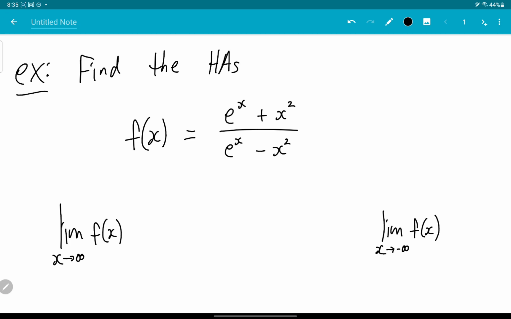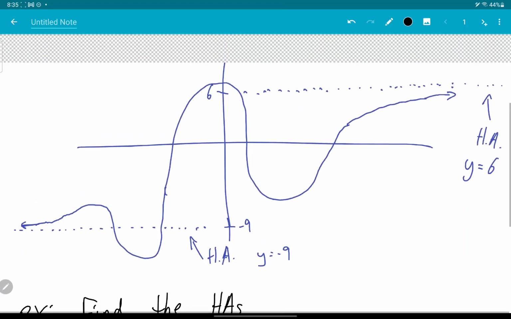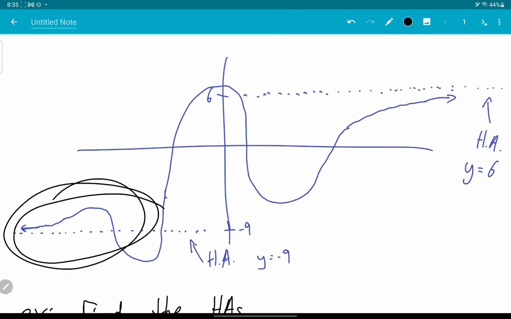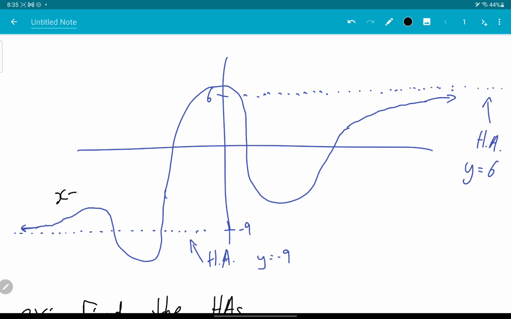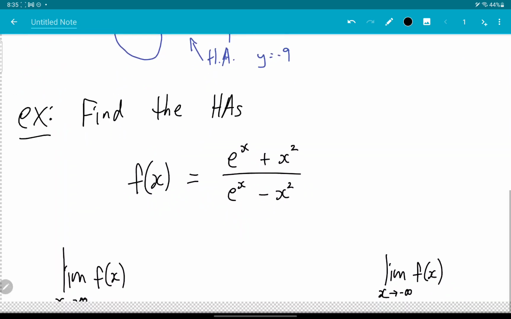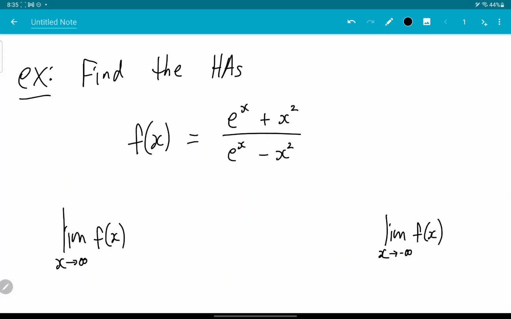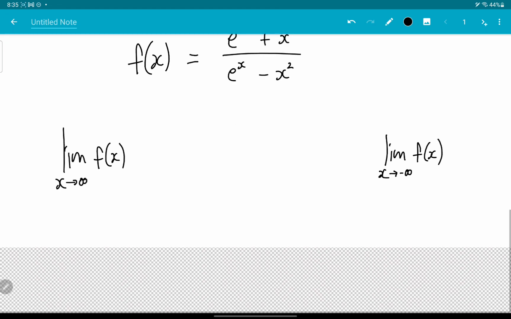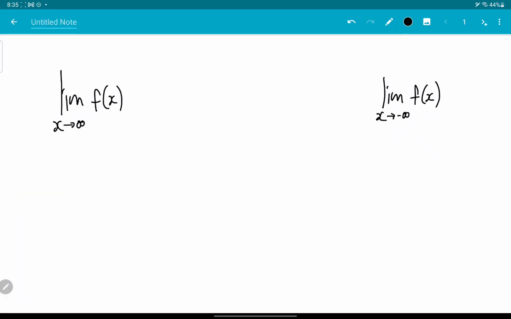Okay, if I scroll up to what I drew before, you see here's where I'm doing limit x goes to minus infinity. Here I'm doing limit x goes to infinity. They could be different, and in this case they will be different. Okay, let's do x goes to infinity first. So we have the limit of e to the x plus x squared over e to the x minus x squared.